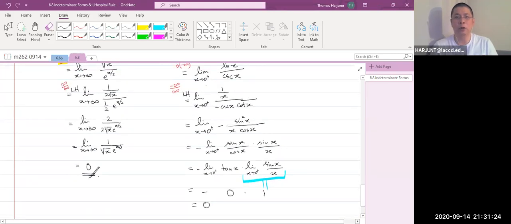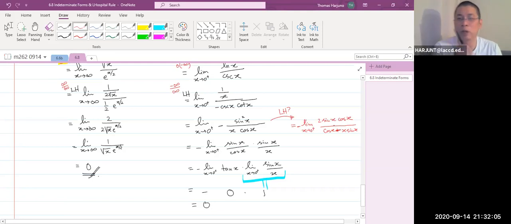Now, you can imagine if you actually go on doing the L'Hopital rule again here, I really think it's going to be very painful. If you do L'Hopital rule again, that would be negative. Let me pull the negative out. Limit x going to 0 positive of 2 sine x cosine x over cosine x minus x sine x, right? Okay, and then you plug in x equals to 0, what happens? Oh, not that bad. You will get 0 over 1 minus 0, which is 0.